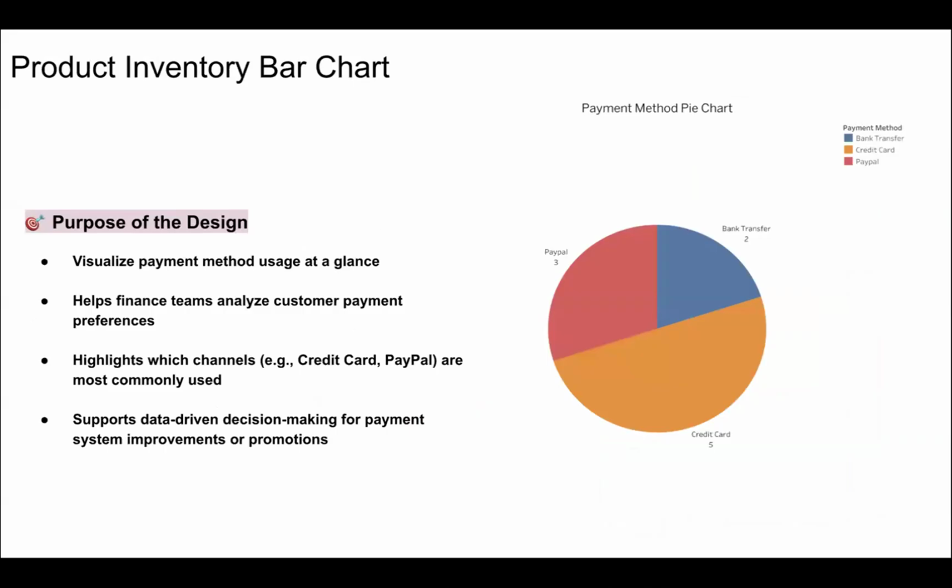All right. So the second view is the payment summary by method. For this, we created another SQL view called payment summary by method to analyze how customers are paying and how much revenue each payment method generates. The goal of this view is to support the finance team by visualizing payment method usage at a glance, and the other one is to help the finance team analyze customer payment preferences.